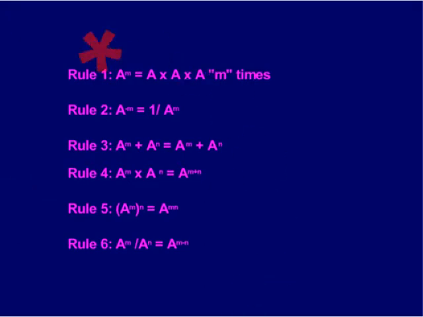Now rule number 5, a to the m raised to the power of n is a to the m times n. The only time you multiply exponents is when you're raising a power to a power. And rule number 6, if we divide by exponents, you're subtracting. So a to the m divided by a to the n equals a to the m minus n.